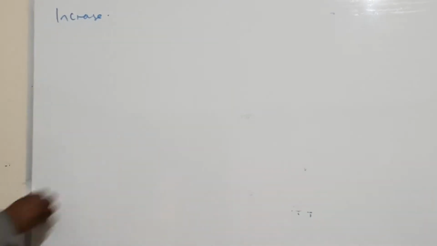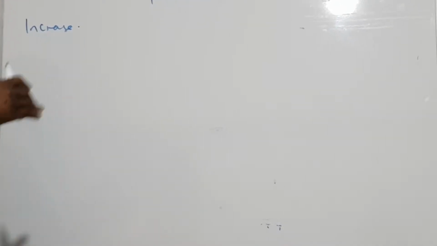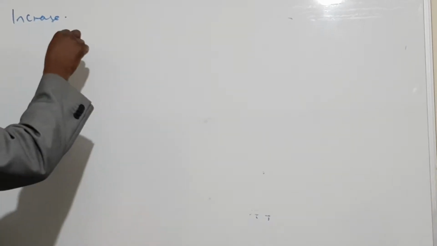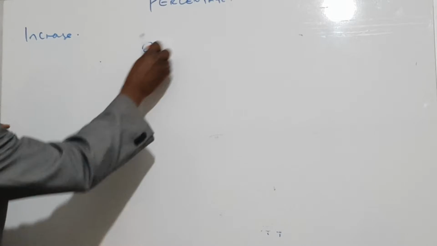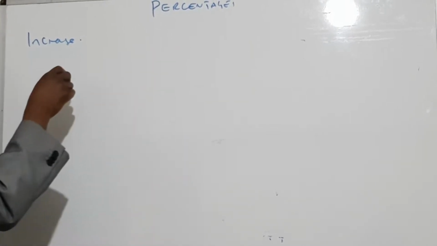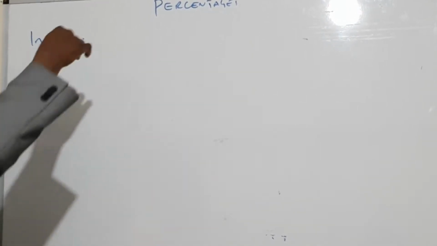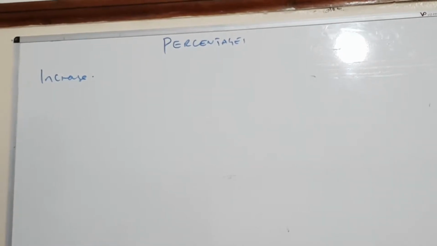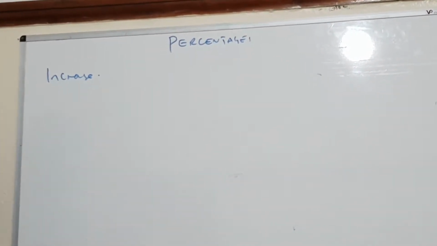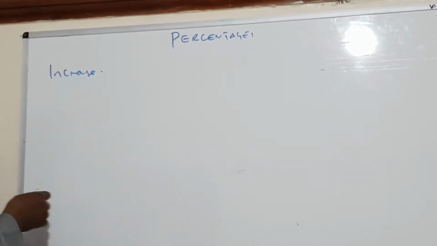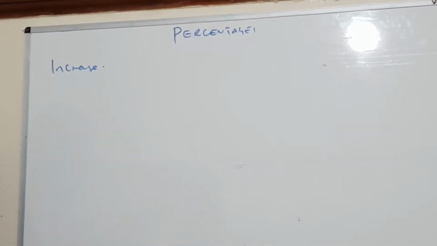Now, since everything is out of 100, if something is increased, it means we are adding it on top of 100 units. So if something increased by 20%, let's say there's inflation of 20%. Inflation means price increase, yes? Deflation means decrease, yes? Discount, okay? Now, hike, there's a price hike.